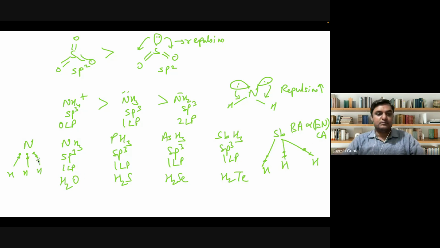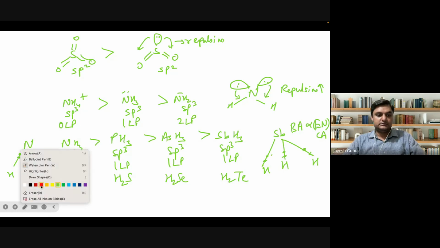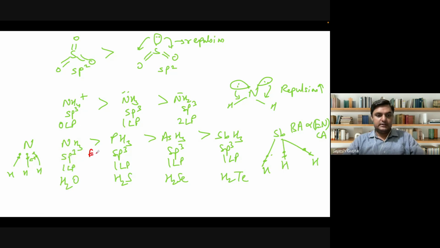So you can see here there is more repulsion, there is less repulsion. So that's why nitrogen, phosphorus, arsenic, antimony. Down the group electronegativity decreases. So the order will be like this. Here you can write: EN decreases, bond angle decreases.